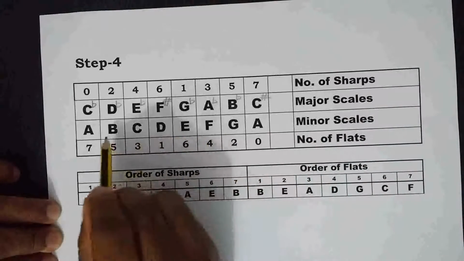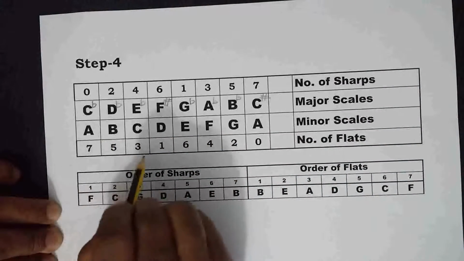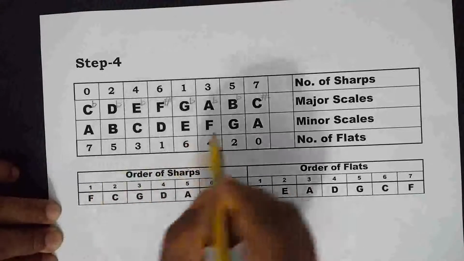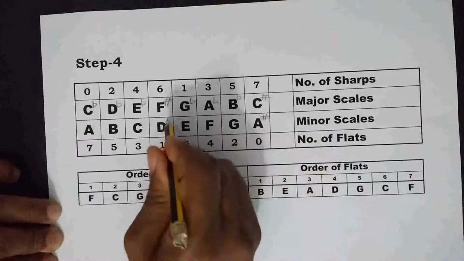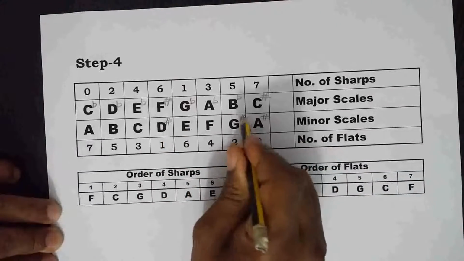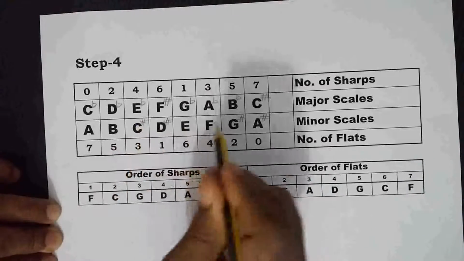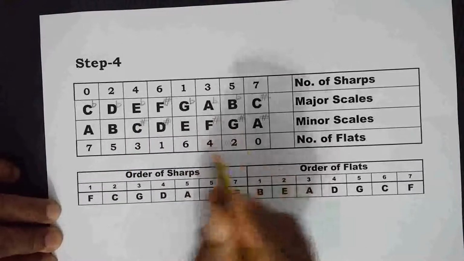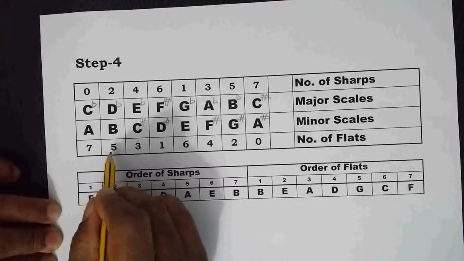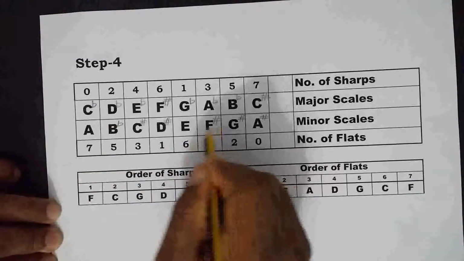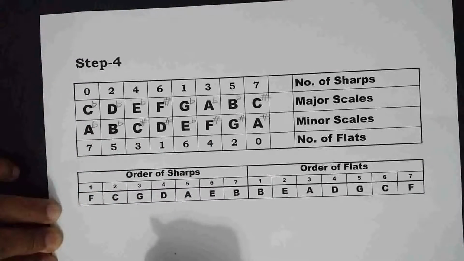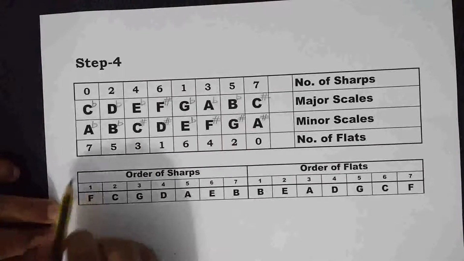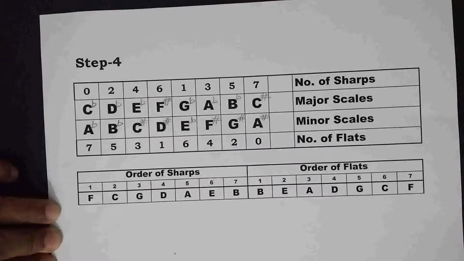Along the minor scales, put 0 to 4 as sharps. That is, this is sharp, then 1 it is sharp, 2 it is sharp, 3 it is sharp, and 4 it is sharp. Then 5 to 7 as flats. Now in this manner we can develop the lookup table. Now this is the final lookup table.